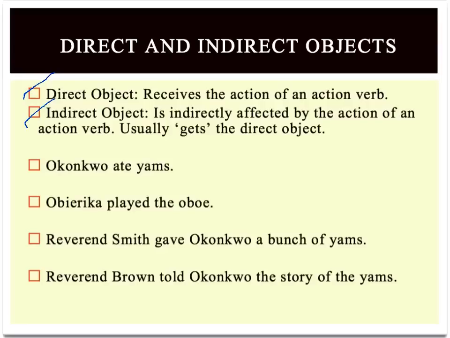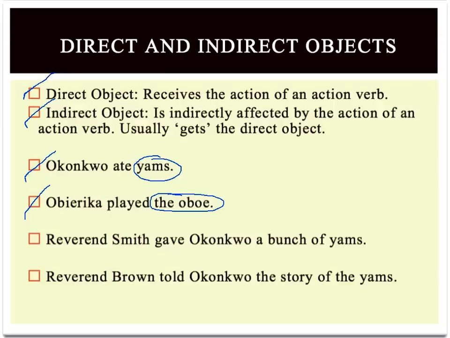So let's look at a couple example sentences. Let's take that really simple sentence from the previous slide, Okonkwo ate, and add a direct object. What did Okonkwo eat? Okonkwo ate yams. All right? Yams is a direct object in that sentence. It's receiving the action. Okay, let's say Obarika played the oboe. Well, what did he play? He played the oboe. Oboe is a direct object in that sentence.